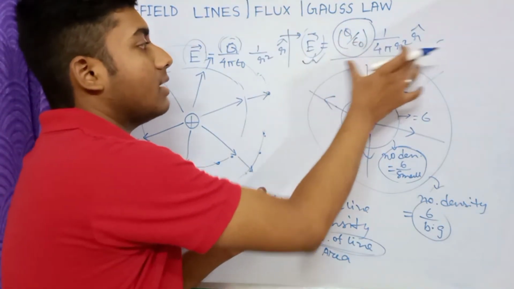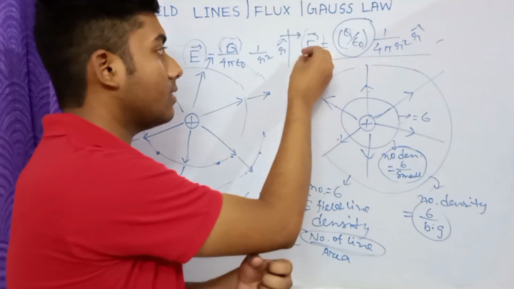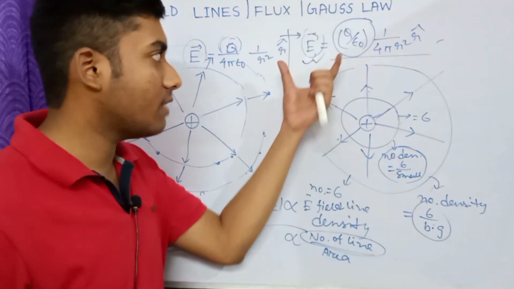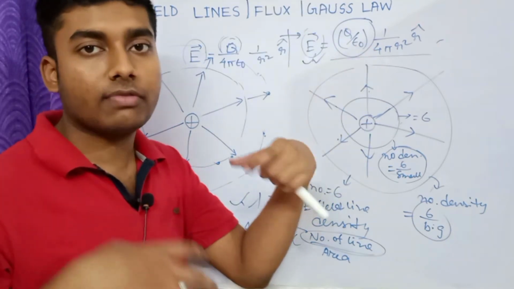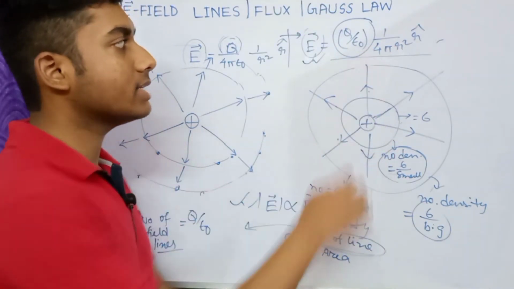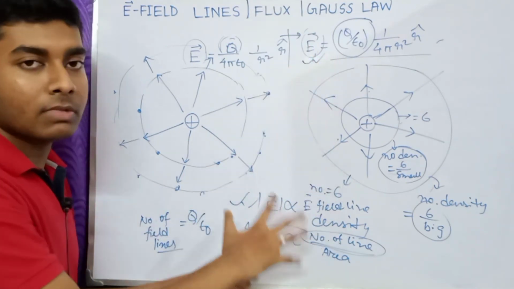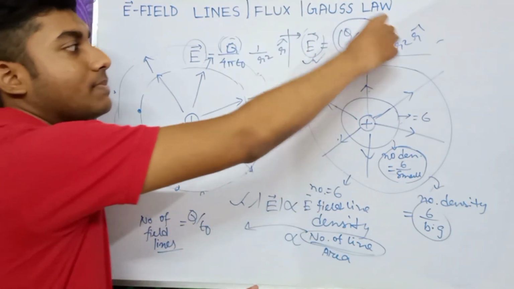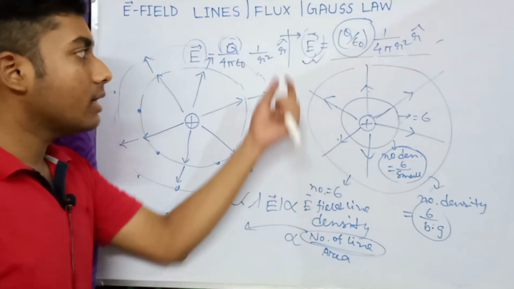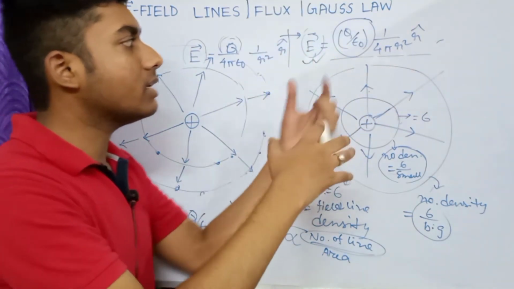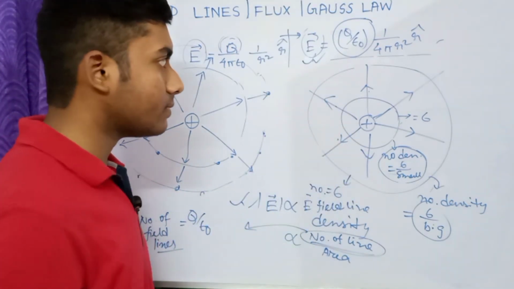So now the electric field intensity will be what? The definition of electric field intensity will be the number of electric field lines per unit area. This is the number of electric field lines we have just established from this and this. The number of electric field lines per unit area is denoted by our electric field. So this is the physical concept of electric field lines: number of field lines per unit area.